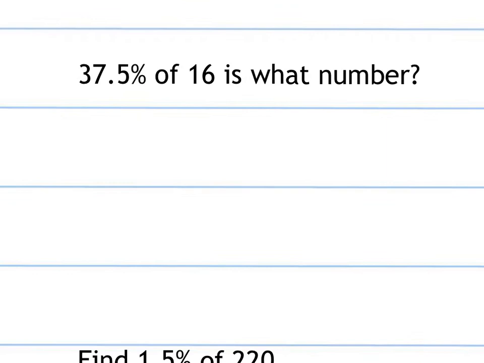37.5% of 16 is what number? So pause me, and this would be a good one to have an example in your notebook. 37.5%, even though it already has a decimal in the percent, it's still in percent form, so we need to change it to a decimal. Remember, by changing it to a decimal, we have to move it to the left 2. So let's write this in our notebook.